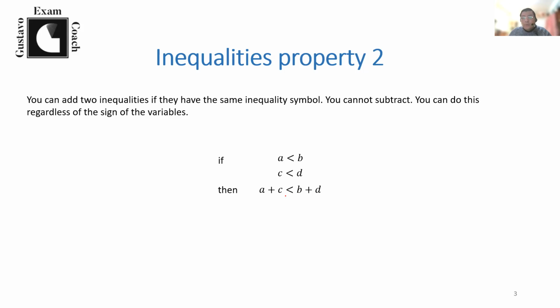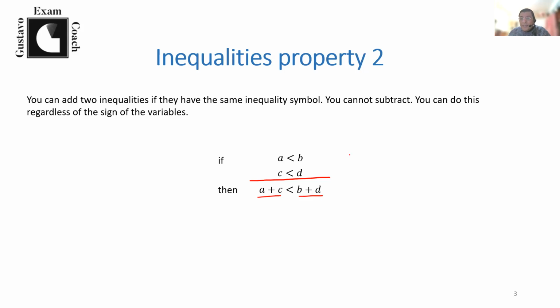Based on these true inequalities, we can conclude a third true inequality that is obtained by adding the left sides of the inequalities and the right sides of these inequalities correspondingly. So we would have that A plus C must be less than B plus D.